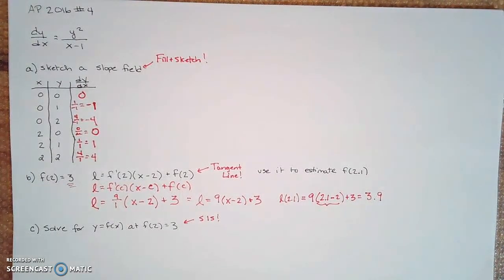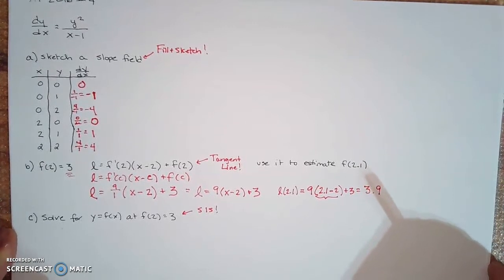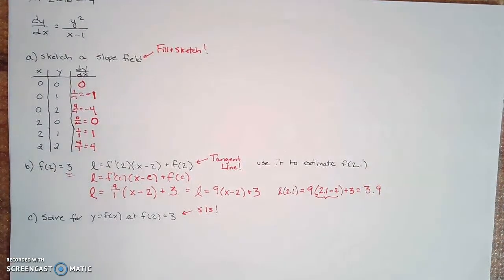Then the last part of the problem, which I figured was coming up, they asked me to solve for f of x at 2, 3. 2, 3 is our particular value. We're going to separate, integrate, and solve this differential. They're probably going to ask us to do this. We're going to check it with our calculator, but I'm going to do it the long way first.